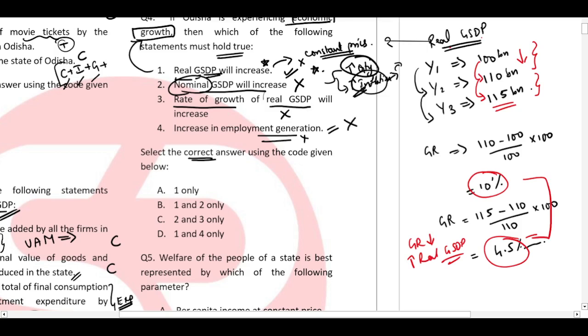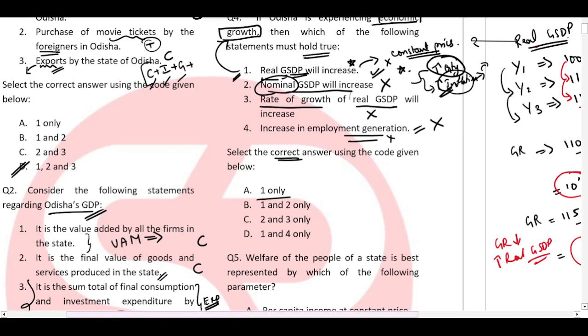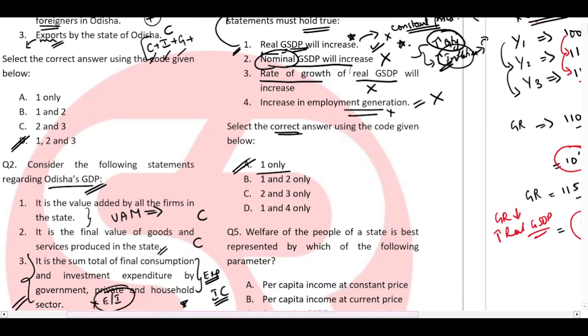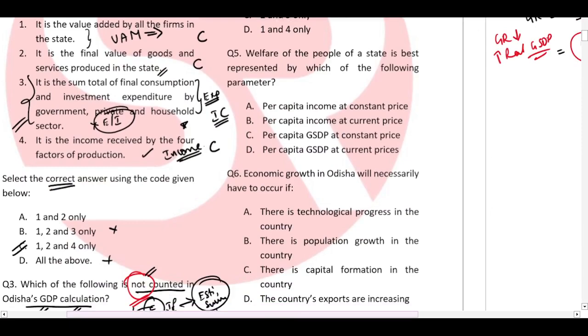Now what is left? The only first statement which says that real GSDP will increase. So when the real GSDP will increase, we can say conclusively that the economic growth has increased. So our correct option will be only one, option A, for the question number 4. Okay, let us move on to question number 5.